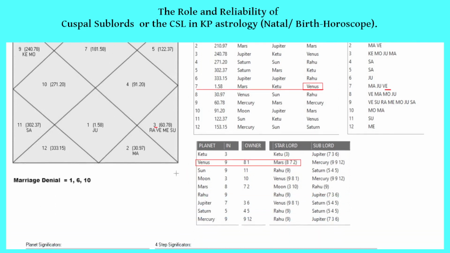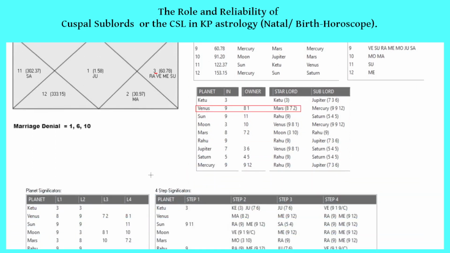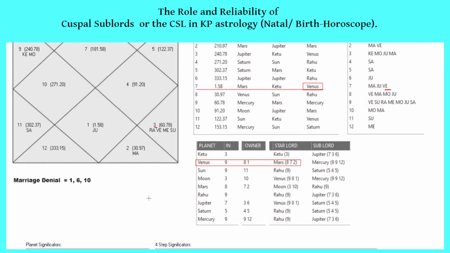But what is the actual thing? The actual thing is that this person is still not married, and he is more than 62 or 63 years old, and he has pretty much given up on that, so he's not married. If you look at the typical role of the CSL, you see that it's not very reliable.